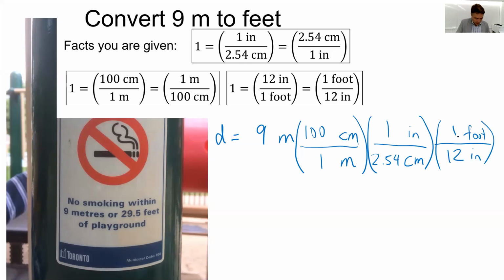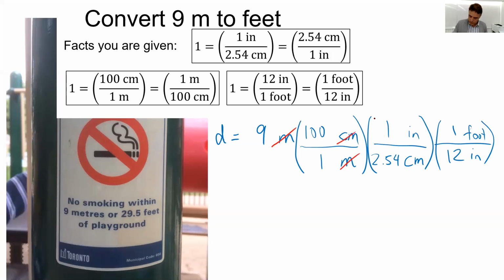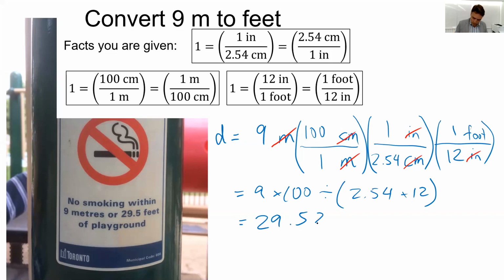Just to check, my units are canceling nicely: meters cancels meters, centimeters cancels centimeters, and inches cancels inches. So my final answer should be in feet. And so it's going to be 9 times 100 divided by (2.54 times 12), in brackets. And when I did that on my calculator, I got 29.523 feet.